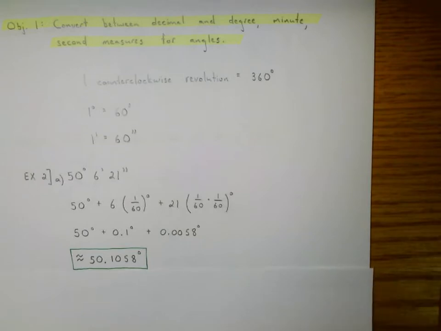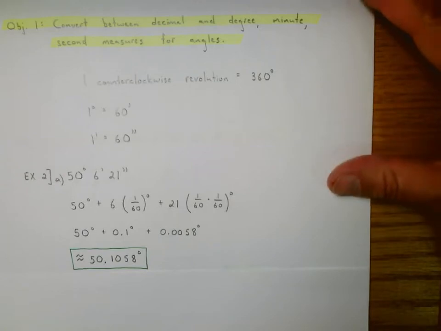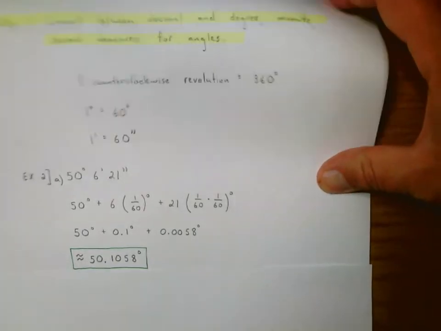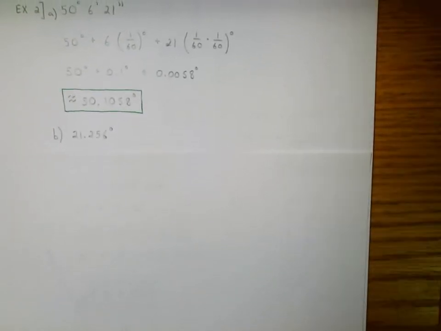We can also convert the other direction. Why don't you pause this and make sure you have part A, and then we'll convert something from decimals back to degrees, minutes, and seconds. All right. Part B, we're going to begin with a decimal. 21 and 256 thousandths of a degree.